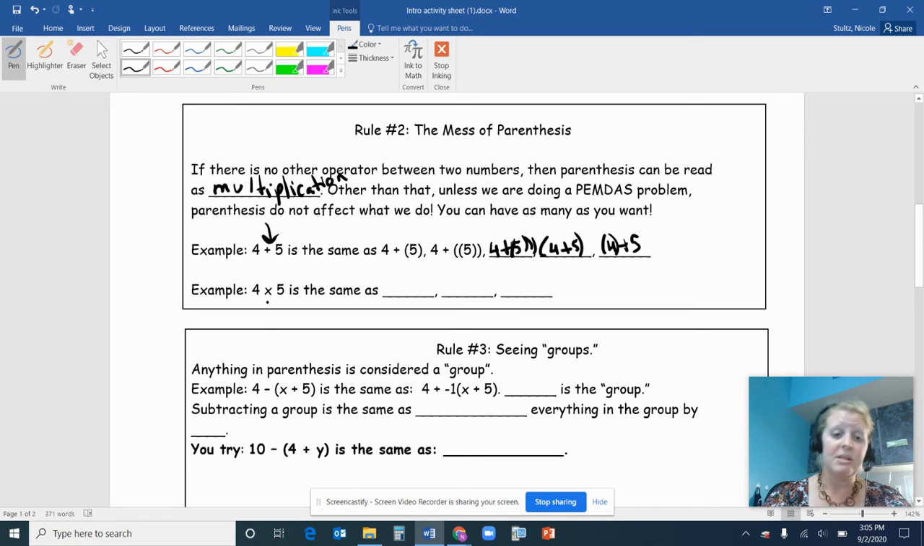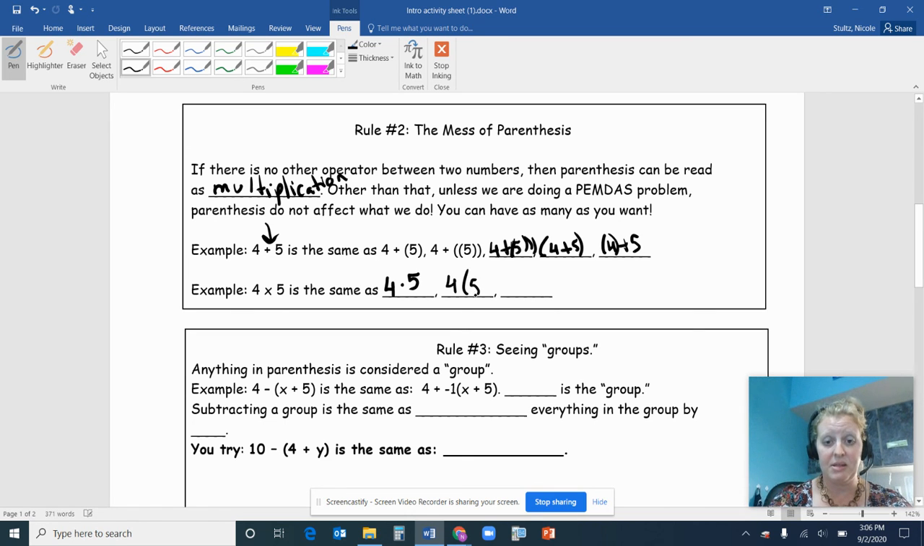All right. So similarly, if I have 4 times 5, I think we know that in high school we don't really use that x anymore because we'll use it for actual other problems. So we switch it over to a dot. So you can use a dot as your operator, right? That implies multiplication.